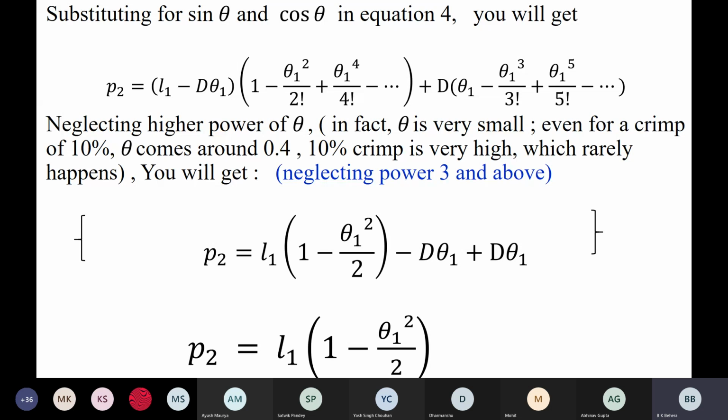And obviously, when you take higher power, we can neglect this. In this derivation, we have neglected power of theta 3 and above. So neglecting power of theta 3 and above, this equation reduces to this, where P2 is equal to L1 into 1 minus theta 1 square upon 2.